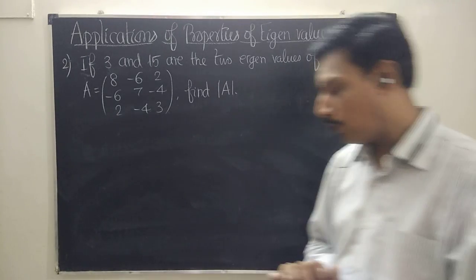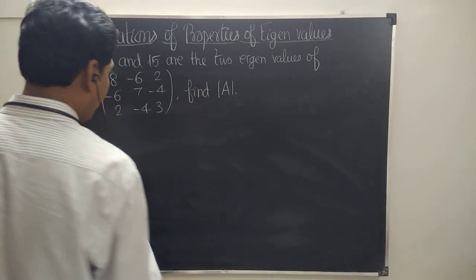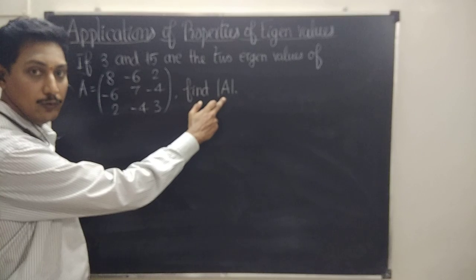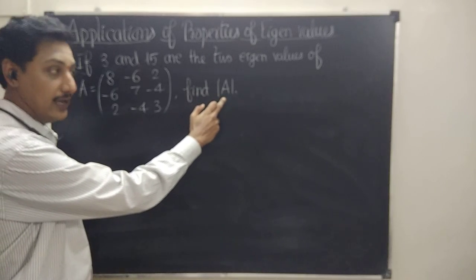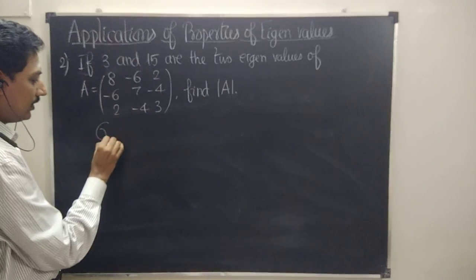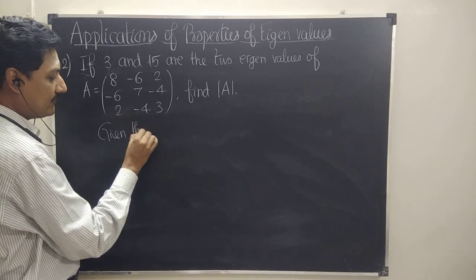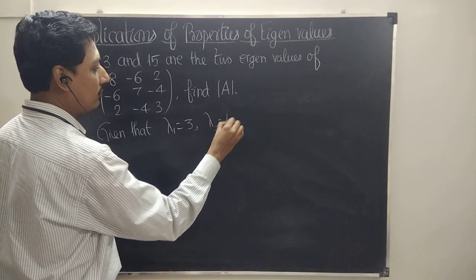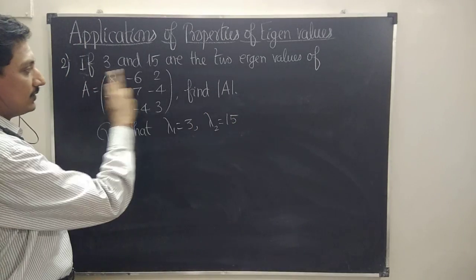So what property am I going to use? If you know that the product of the eigenvalues is equal to its determinant value. But I need the third eigenvalue. But what is given here? Here it is given that the first eigenvalue lambda 1 is equal to 3 and lambda 2 is equal to 15. This is the given 3 cross 3 matrix.